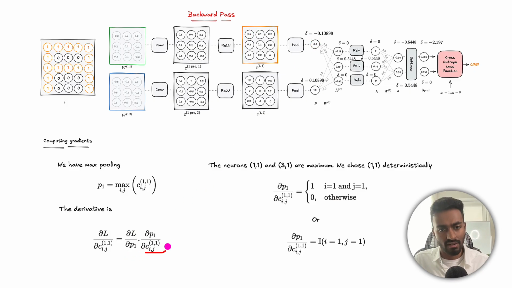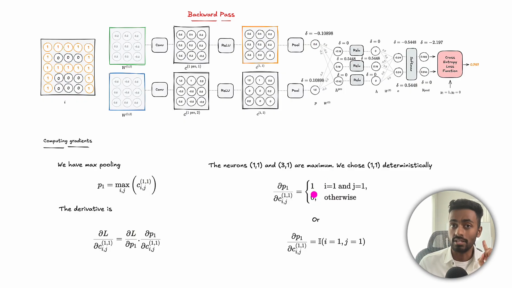That is going to be given by this del P1 by del C term, right? And we can see here that this is a max pooling case. So if the value is actually not maximum, as is the case for this or this neuron, changing this by a little bit is not going to affect this output. So it's going to be 0.